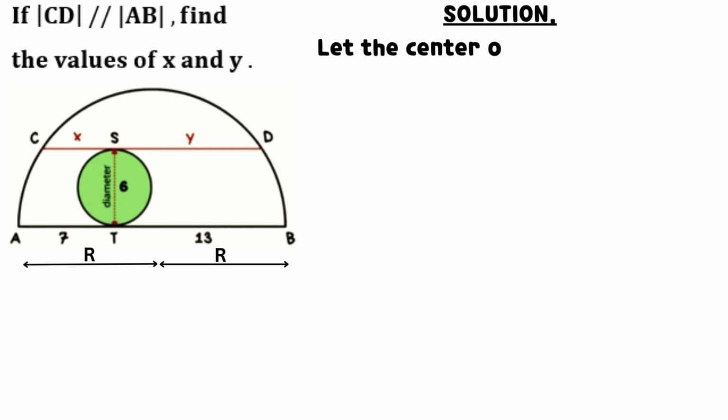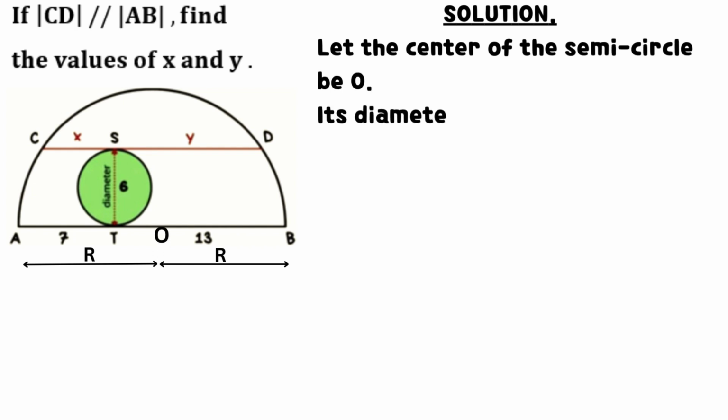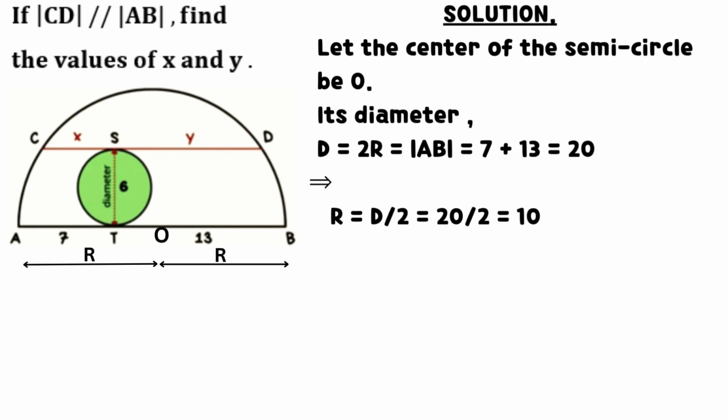Solution. Let the center of the semicircle be O. Its diameter, d equals 2 times r, which equals line AB, which equals 20. After substitution of values, this implies that r equals half of d, which equals 10 units. The result is that OA equals OB, as shown on the screen. This means that the radius, r, of the larger circumscribed semicircle is equal to 10 units.